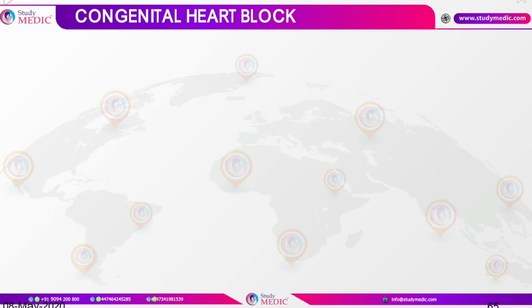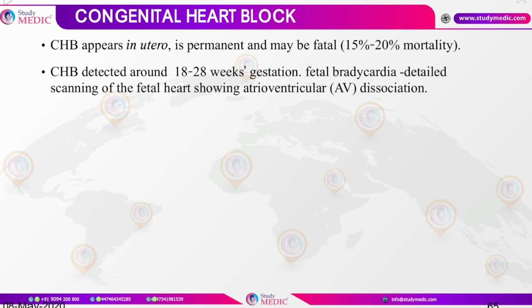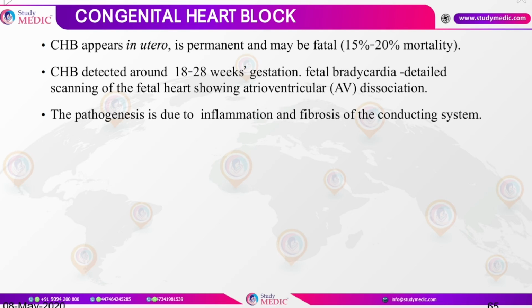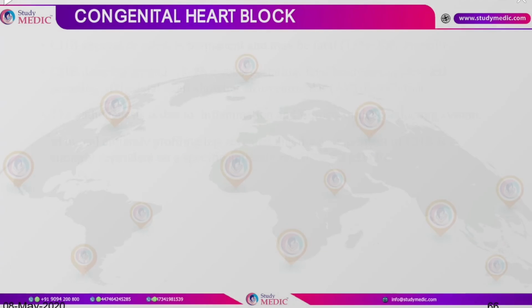Moving ahead, talking about congenital heart block, it appears in utero, is permanent, and may be fatal. It is detected at around 18 to 20 weeks. You can see that there is fetal bradycardia, and the pathogenesis is inflammation and fibrosis of the conducting system, that is the pacemaker system of our heart, including the SA node and AV node. Maternal antibody profiling has revealed that the development of congenital heart block is strongly dependent upon the specific antibody profile, which is the anti-Ro.